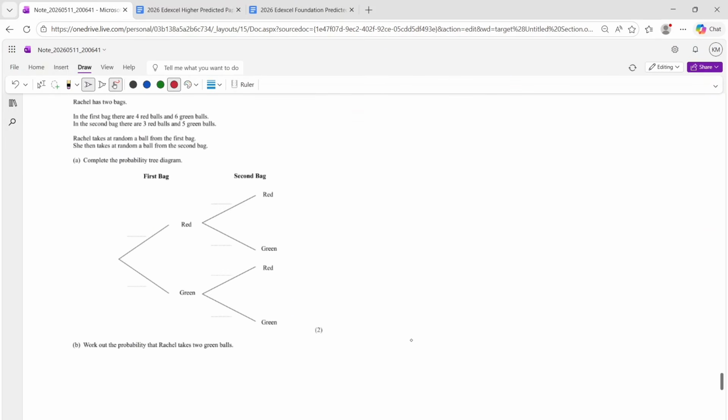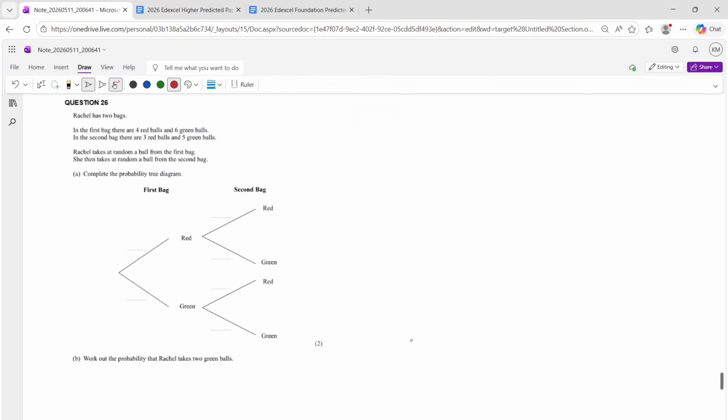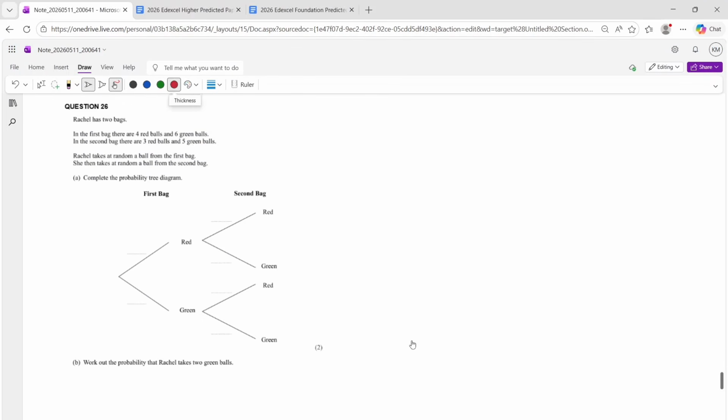Okay, question 26. We've only got 2 more questions to go. Nearly there. So again, probability tree. You'll either have a probability tree or a frequency tree, I'd imagine, on your first paper, and there'll definitely be one or both of those on the others, if not the first one.